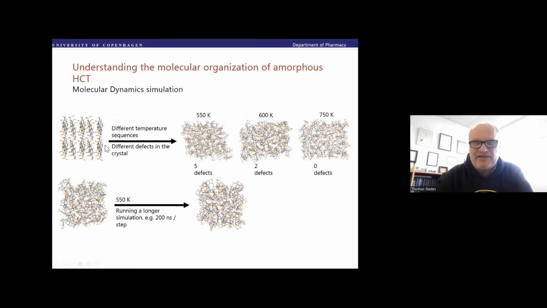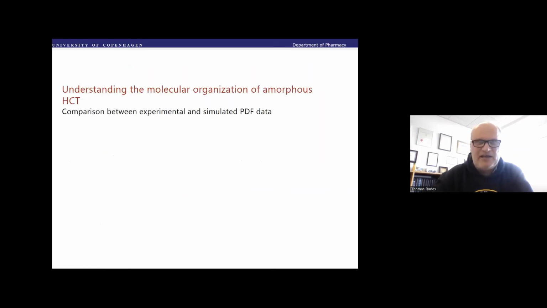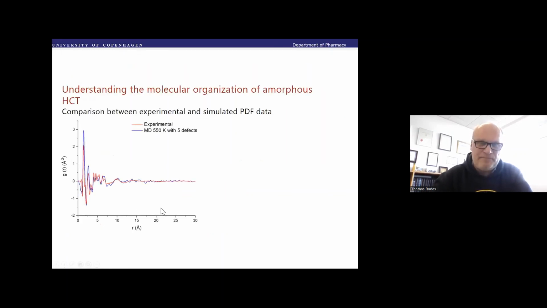different starting materials. And if we take the pure crystal, then we are reaching a very high melting point that is not realistic. But if we start to introduce a few defects into these crystal structures, we eventually arrive at the melting point that also corresponds to the melting point in reality. And then we can take this material and run a longer simulation. And if we do that, we get a calculated pair distribution function. And now if we compare that to our experimental one, we get a beautiful fit.